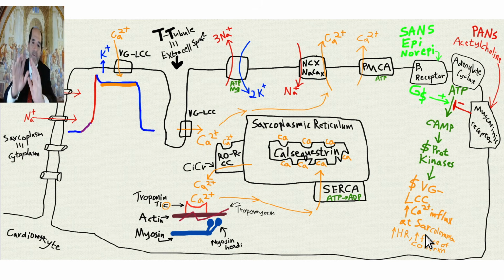And that increased influx of calcium into the cardiac muscle cell is going to increase contraction. So that is the sympathetic effect. It also speeds up the heart rate. It does that in part by speeding up relaxation, but the important point is increased contraction and increased heart rate. So that's what you need when you're being chased by a tiger in the dark.